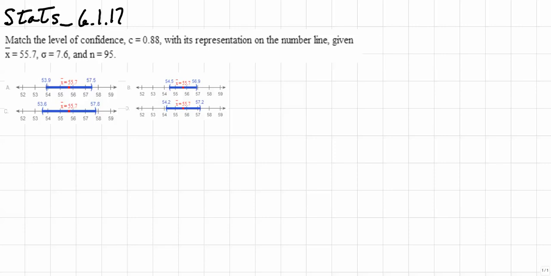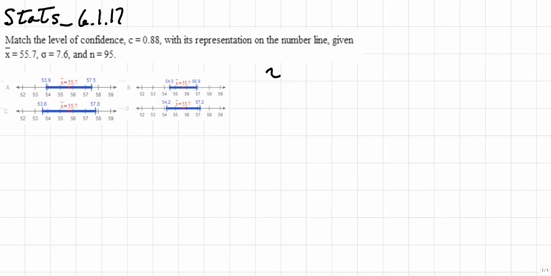Match the level of confidence C equals 0.88 with its representation on the number line, given that x bar equals 55.7, sigma is equal to 7.6, and n equals 95. Well, remember that when we talk about confidence intervals, we're going to use the following formula or statement.